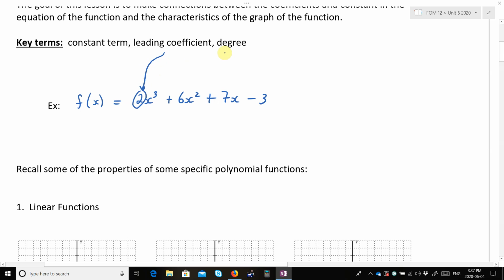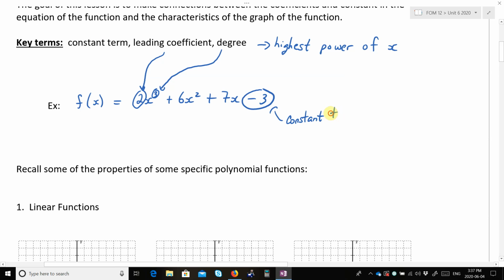And the degree of the function is equal to the highest power of x. So the degree is the highest power of x. In this case, it's 3. We also have this key term called the constant term. The constant term is the term that doesn't have an x attached to it. It remains constant at -3. So this is the constant term.